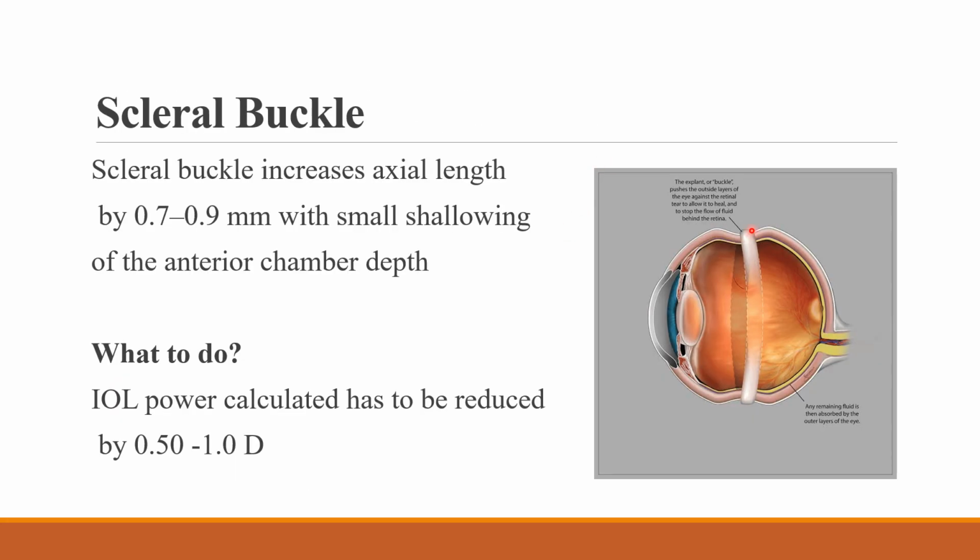Scleral buckle. We see the scleral buckle in the picture. Scleral buckle increases axial length by 0.7 to 0.9 mm with small shallowing of the anterior chamber depth. And what can we do? IOL power calculated has to be reduced by 0.50 to 1 diopter.